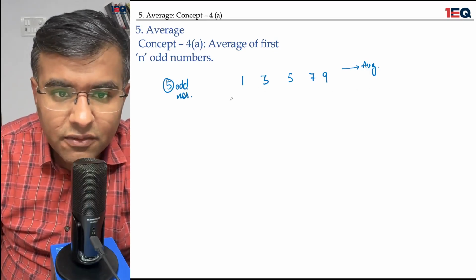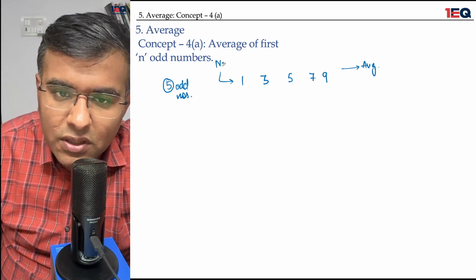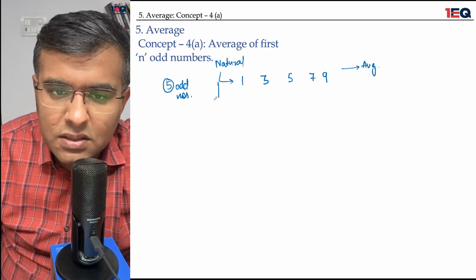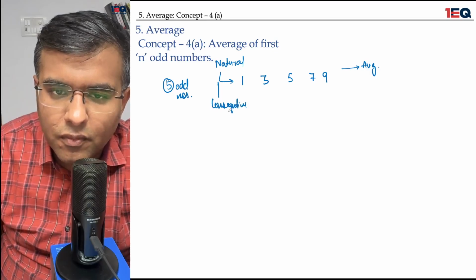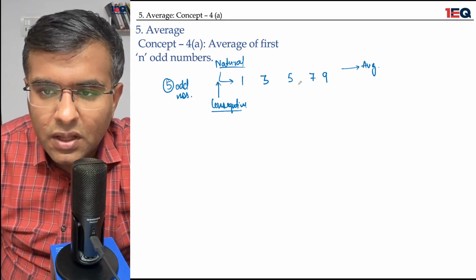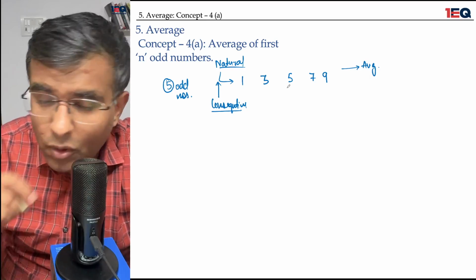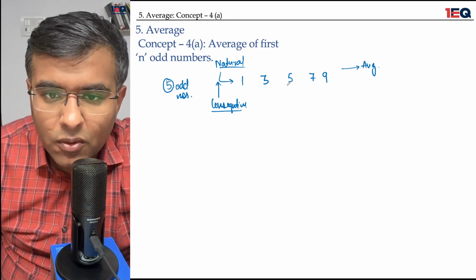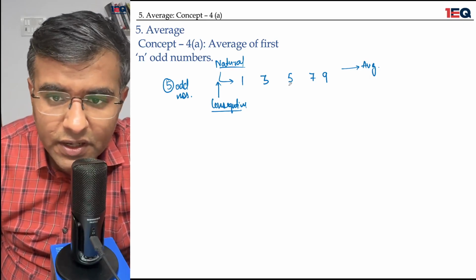They are starting from 1 and they are also consecutive in nature, plus they are natural. So when you have natural and consecutive numbers available and you are supposed to find out the average and they are odd in nature, I'm not talking about the number of terms. I'm talking about the kind of numbers that they are. So they are odd in nature.